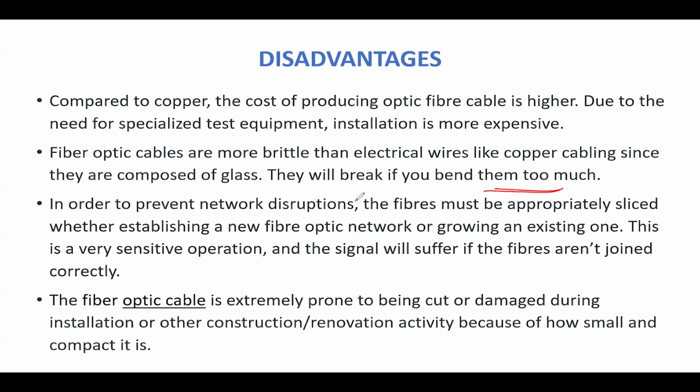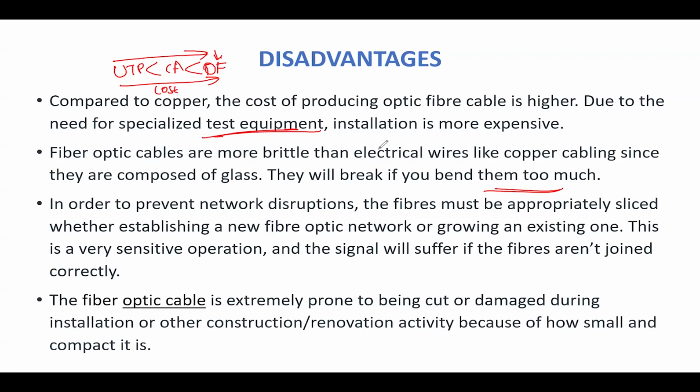Now let us see the disadvantages of optical fiber. Compared to copper, the cost of producing optical fiber cable is higher due to the need of specialized test equipment. Installation is more expensive. Obviously, as we are seeing, the UTP, the twisted pairs were less expensive, but we had more noise problems. So next came your coaxial cable. Coaxial cable was better, but more expensive. But then optical fiber is better in transmission, but the cost is high. So as the cost is increasing, the performance is also increasing. If you want better performance, you will have to spend more.